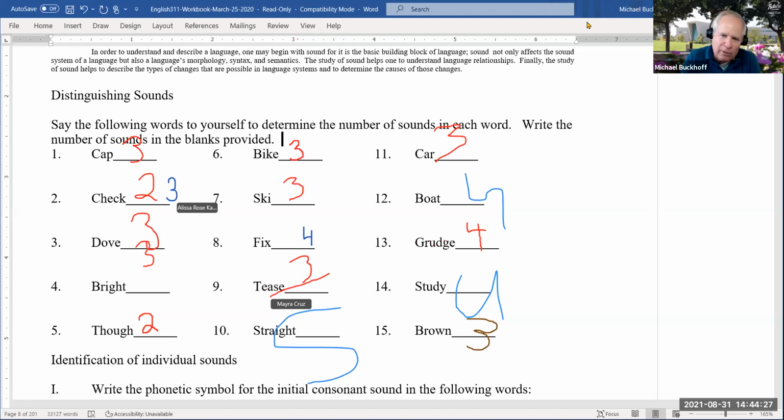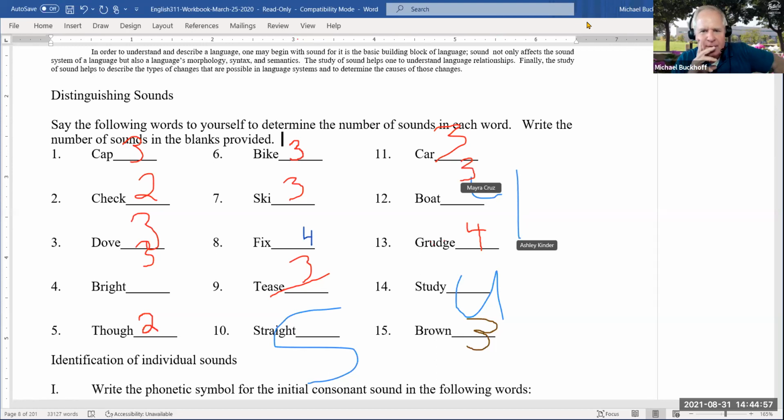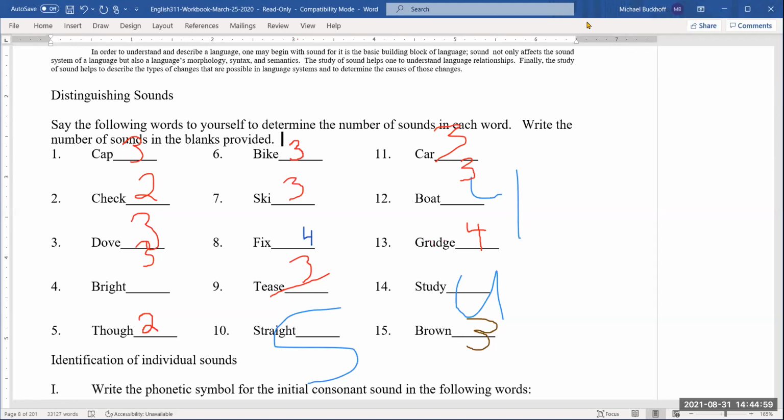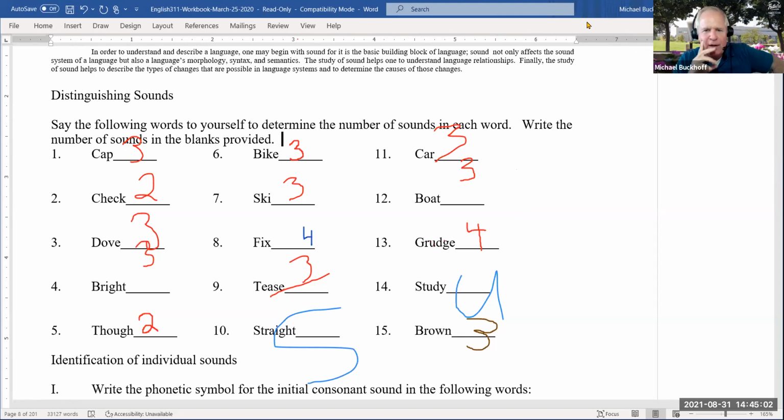Number 12, I'm not sure what that is. But if you look at 12, think about it this way: boat. Those of you that live out by Palm Springs area, a lot of people go past that area to the Colorado River. They bring the boats out there. Boat. Yeah, I'm going with Maya on this one. I think you have the B, the little O, and the T. Boat.